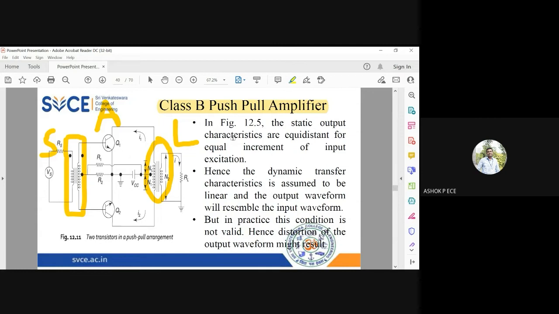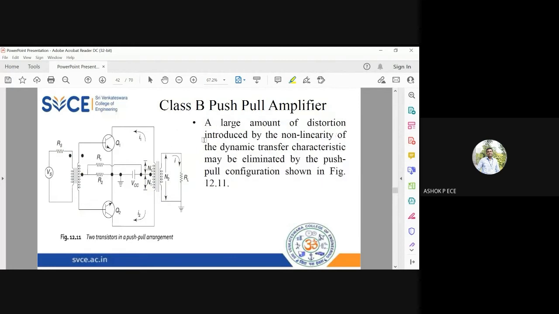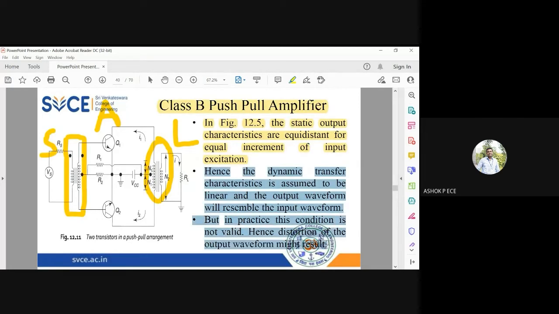Okay, the output characteristics are what you have to consider for the analysis of the working of this amplifier. See here, this amplifier is in push-pull configuration, which means that at a time only Q1 or Q2 is going to conduct. When Q1 is going to conduct, Q2 will not conduct. So when Q1 is conducting for a positive half cycle, Q2 will be off. When Q2 is conducting for the negative half cycle, Q1 is going to be off.